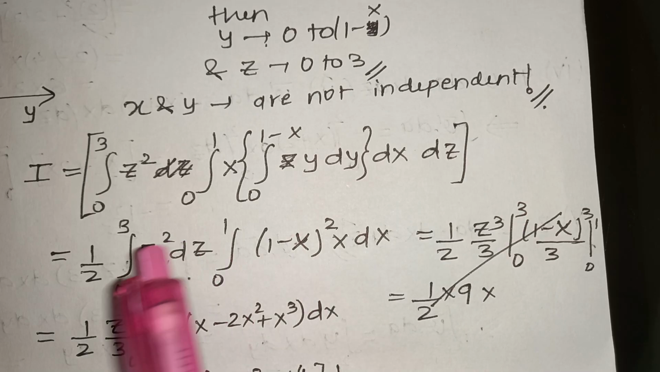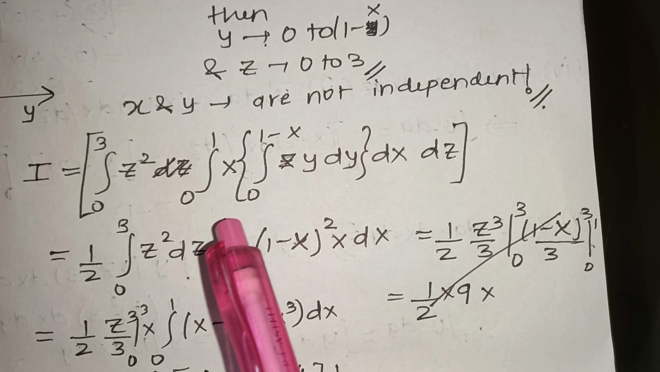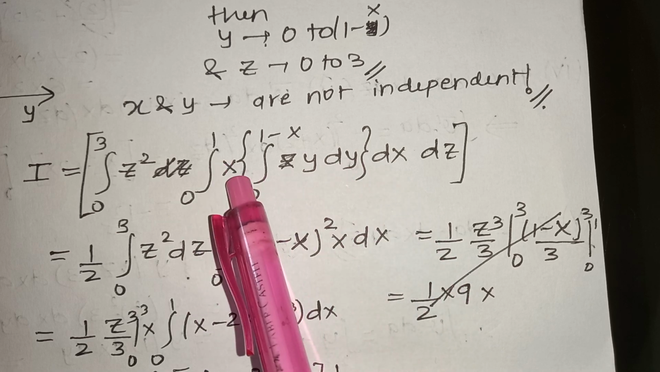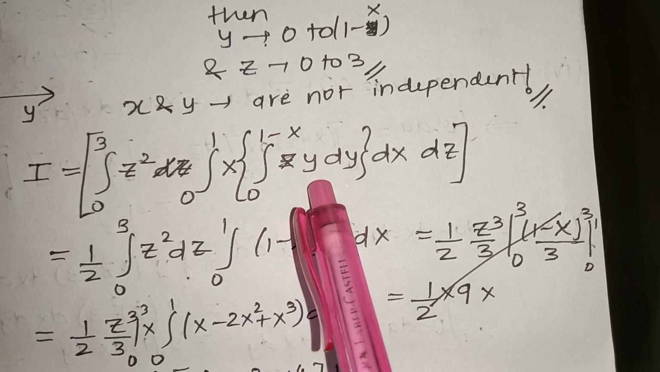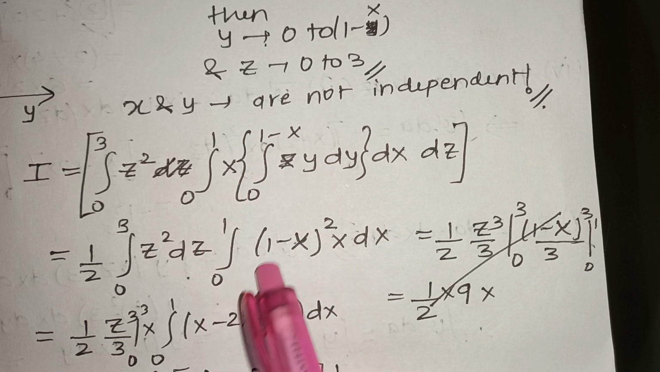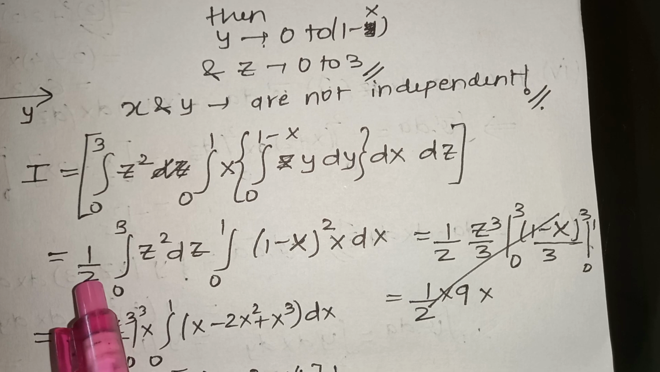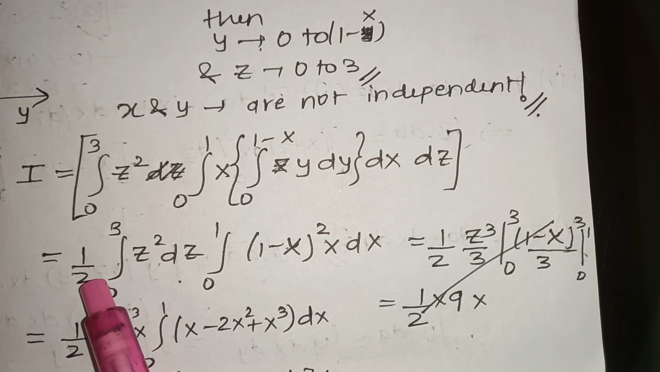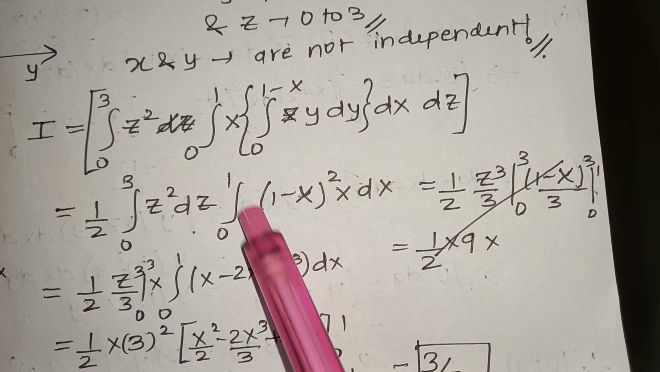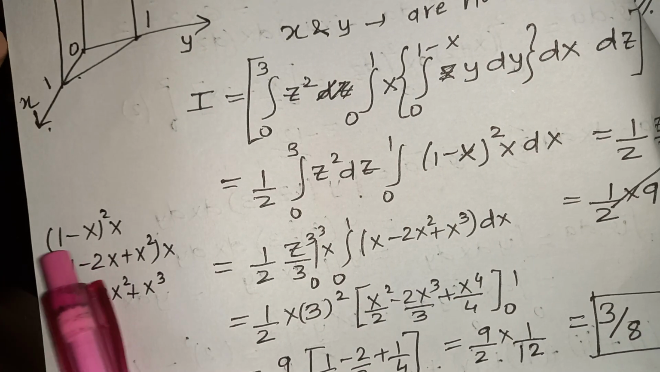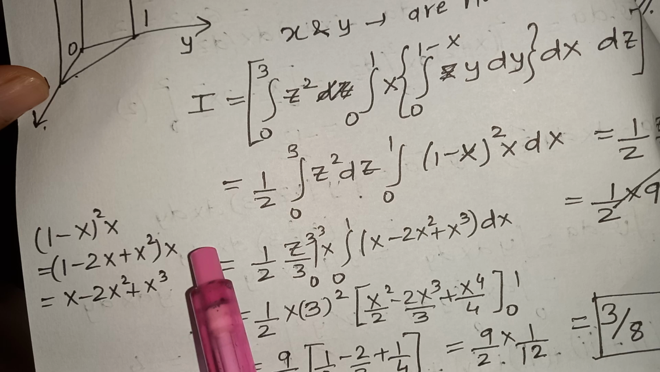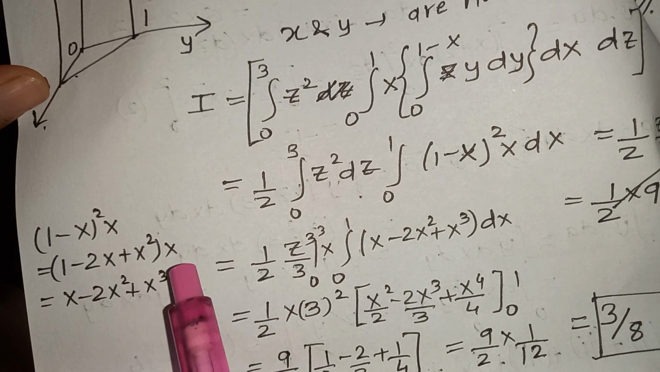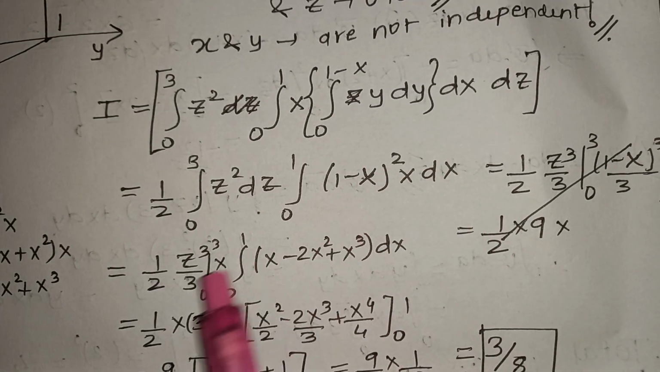Then we try to solve this. We have x kept here, and x is not independent actually. Y goes from 0 to 1 minus x, so it is y²/2, and then we substitute the limit, so it's (1 minus x)² x dx, and this half comes from the fact that it is y²/2. Then we try to solve this. So we have x(1 minus x)². We write this in expanded form, and then multiply with x, so it becomes x minus 2x² plus x³. We substitute that here and try to solve it.